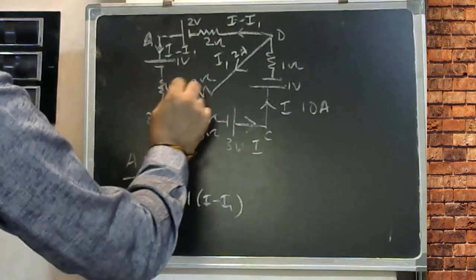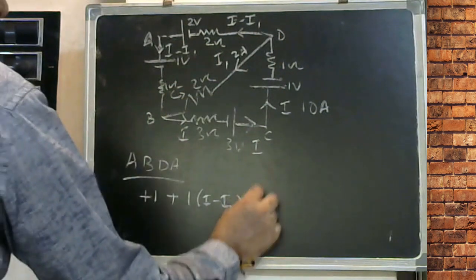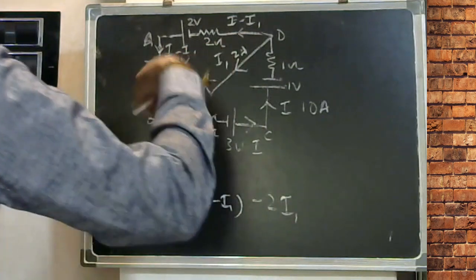Take it down. I'm going this way, and the current is coming in the opposite direction. So the voltage drop is I1 into 2, that is minus 2I1, minus because the current is in the opposite direction.